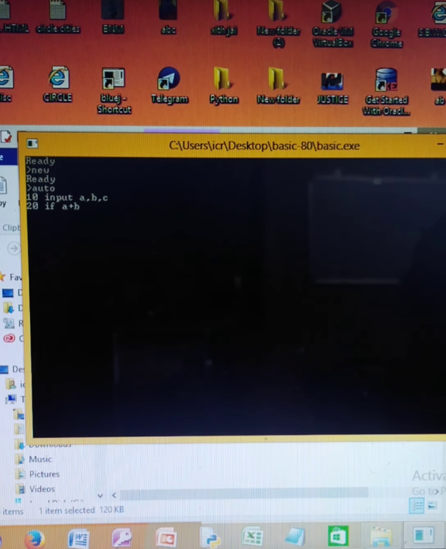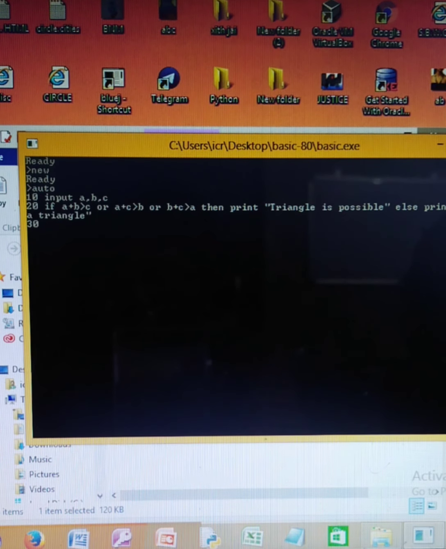If A plus B is greater than C, or A plus C is greater than B, or B plus C is greater than A, then print "triangle is possible", else print "not a triangle". Then END.